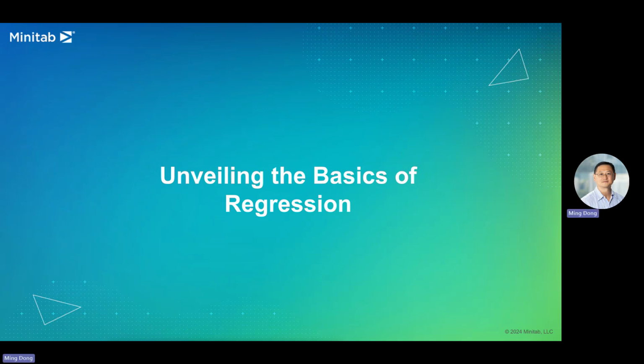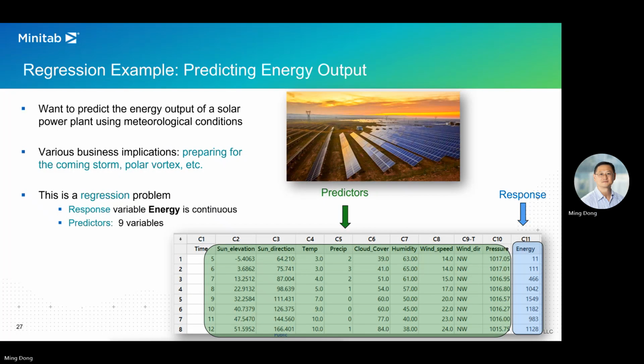Okay, so let's talk about regression. Regression means your response is going to be numeric. Let's say I want to predict the energy output of a solar power plant, using different meteorology conditions, because we try to prepare the energy generation based on upcoming conditions like a storm.